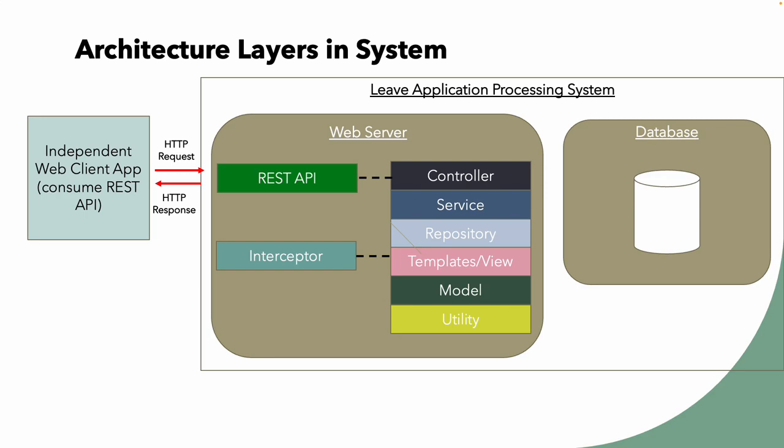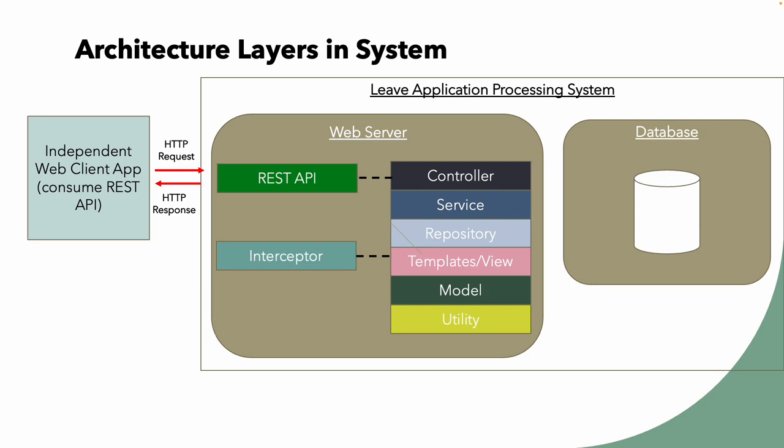Next, in terms of architecture, the leave application system comprises the controller layer, the service layer, the repository layer, the templates or view layer, the model layer, and some common utilities. An interceptor is also implemented to handle the validation of user session, since all controllers basically require this. We have also implemented a REST API so that external applications can also interact directly with the leave application system without having to use the browser user interface.